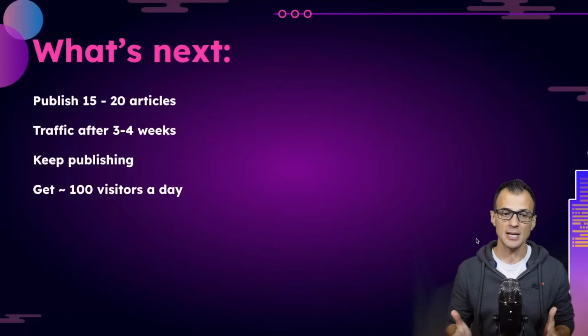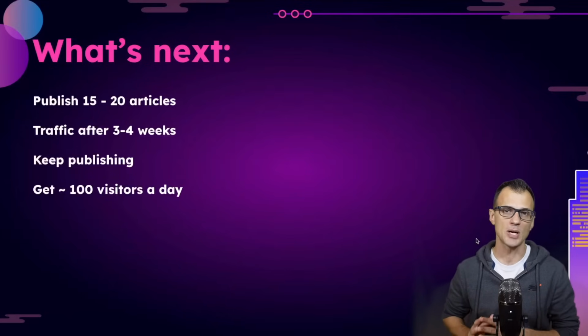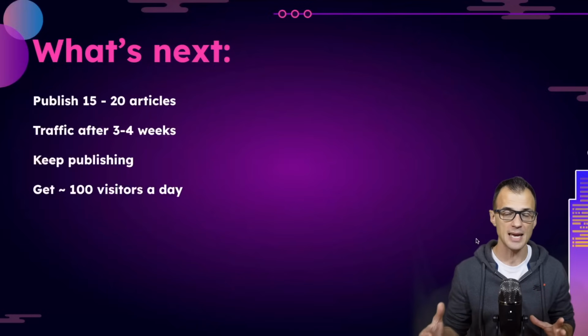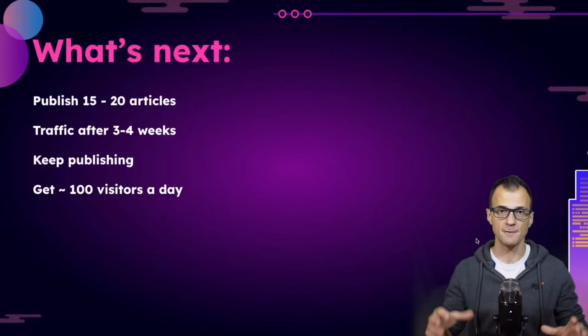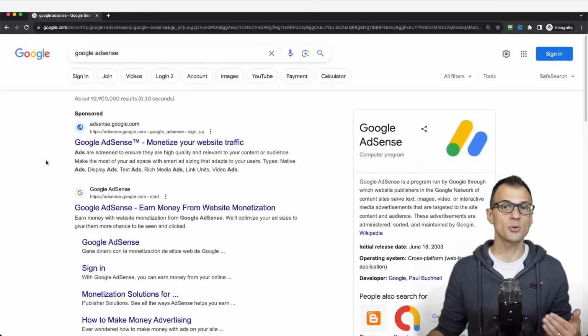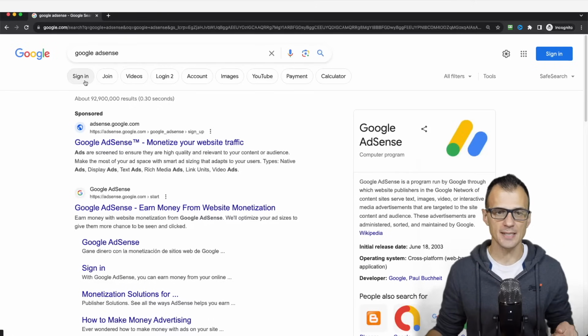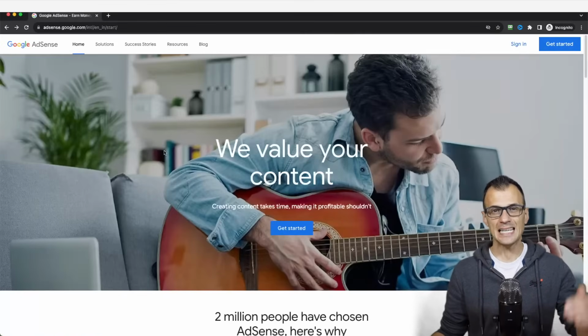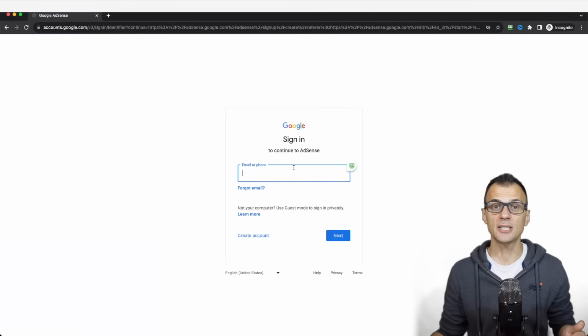So keep publishing, and you need to get to a stage where you've got about 100 visitors per day. That will allow you to actually apply for Google AdSense. At that stage, you're ready to apply to Google AdSense. So just type in Google AdSense into Google, go to their homepage, click the button that says Get Started, and complete your sign up process.